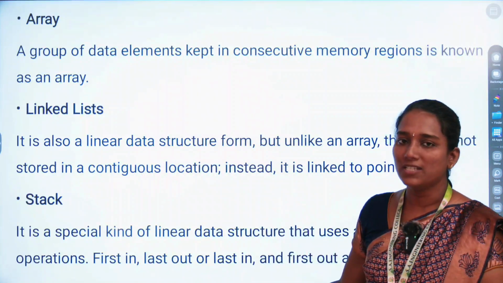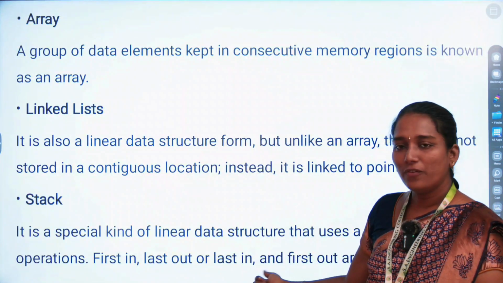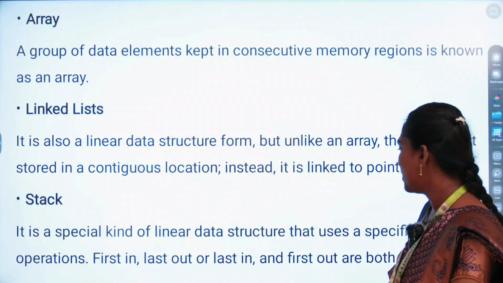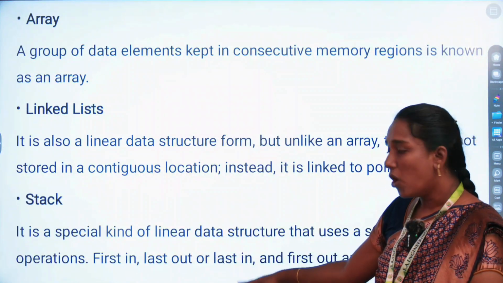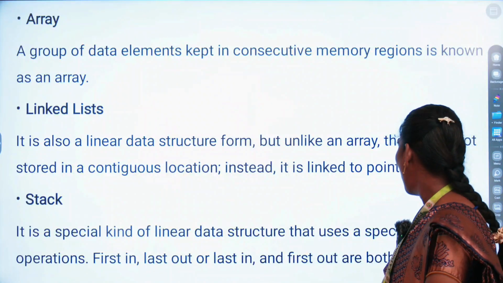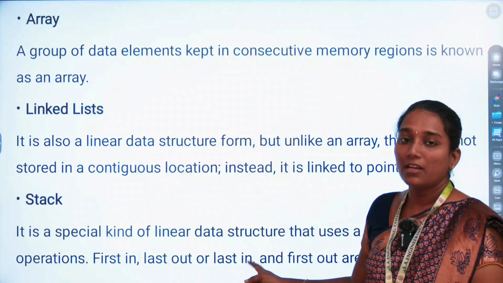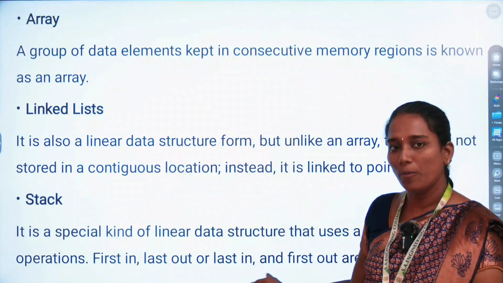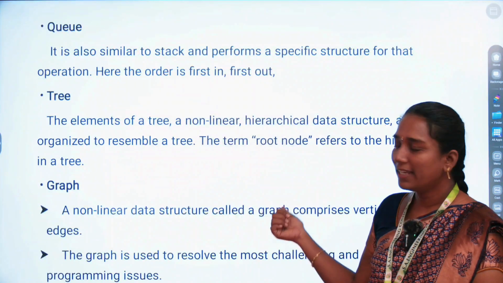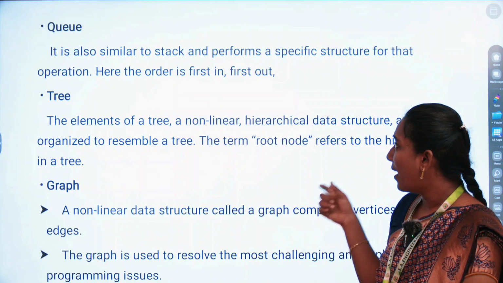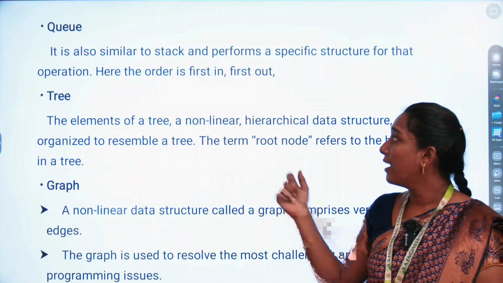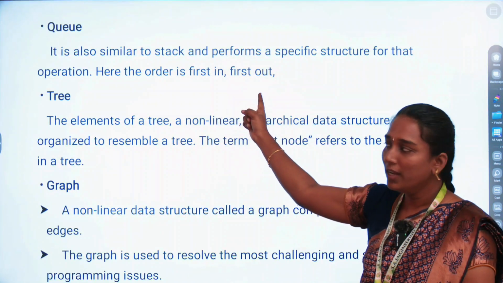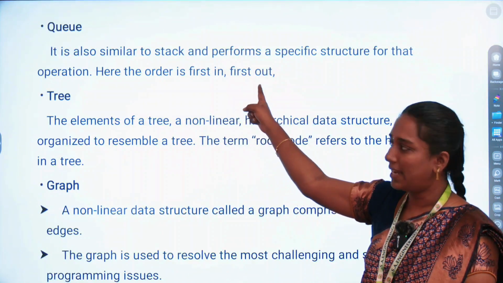And next one will be a stack. Stack is a special kind of linear data structure that uses a specific pattern of operation. So first in last out or last in first out are both valid orderings. It consists of push and pop operations. Next is a queue. This is also quite similar, whereas the queue performs operations in the order of first in first out. Here DQ and NQ processes take place.